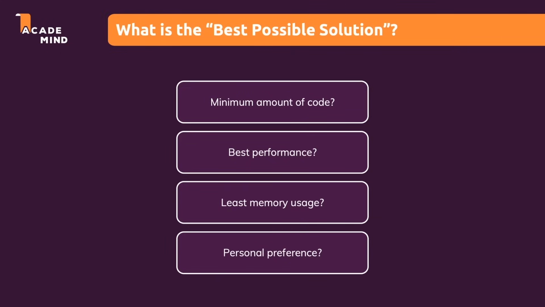The best possible solution very much depends on the circumstances in which you're working. But often it will be the best performance you're looking for. That is typically what you would consider the best possible solution: the algorithm with the best performance, so that it takes the least amount of time. And with that, the question of course is, how do we measure performance? Because if we can't measure it, we can't judge it.